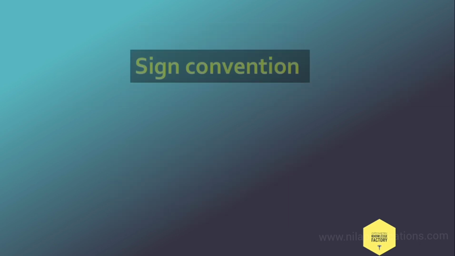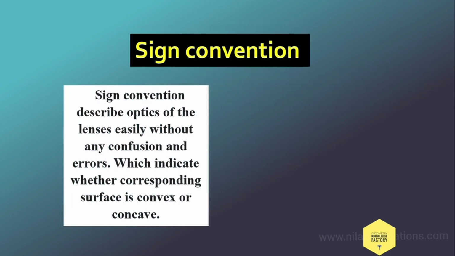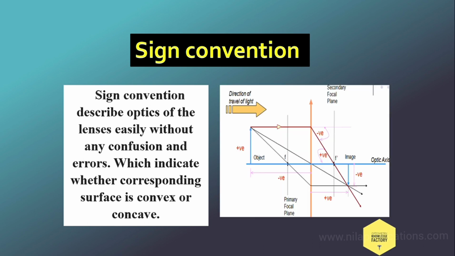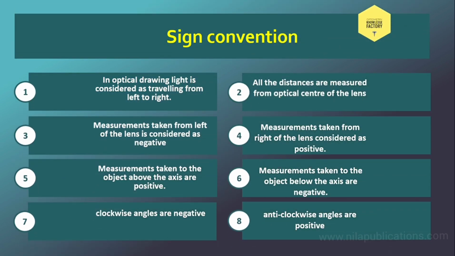And then sign convention. Sign convention describes the optics of lenses easily without any confusion and errors, and indicates whether the corresponding surface is convex or concave. There are 8 points. We should remember these 8 points while calculating the power of a lens. First point, in optical drawing, light is considered as traveling from left to right. All the distances are measured from the optical center of the lens. Next, measurement taken from left of the lens is considered as negative and right of the lens is considered as positive.